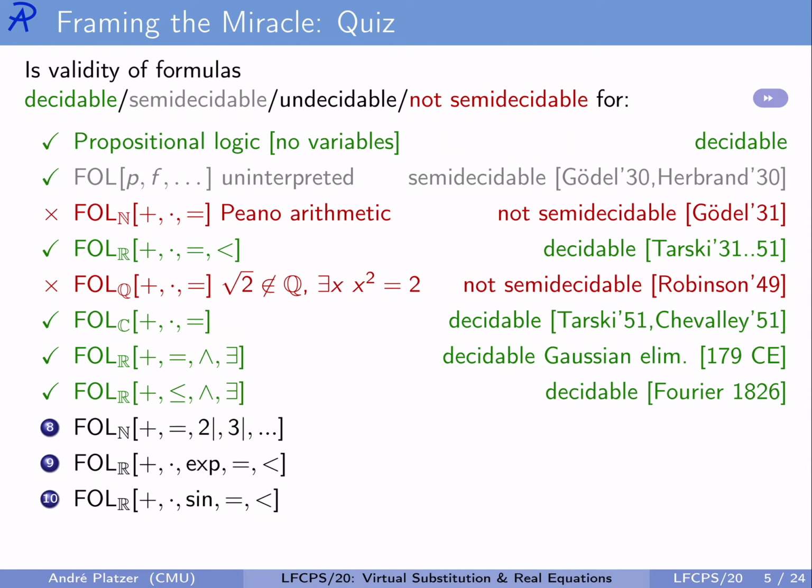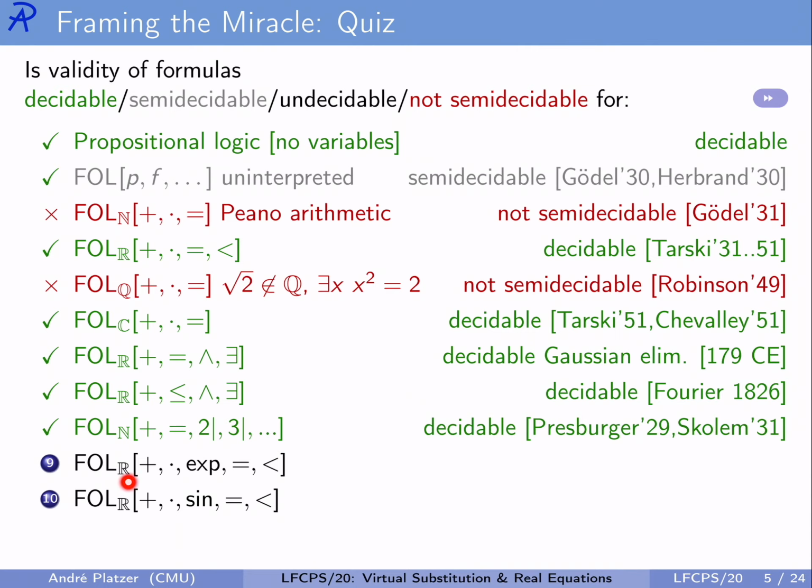Now, natural number arithmetic, remember, natural numbers were kind of hard. Peano arithmetic is not even semi-decidable. But if you're not allowed to multiply, you only have additions, but you add additional predicates, a predicate that you can ask, is the number even? Is it divisible by 2? Is the number divisible by 3? Is the number divisible by 29? Things like that. Well, in that case, the arithmetic becomes decidable again, due to a result by Presburger and Skolem.